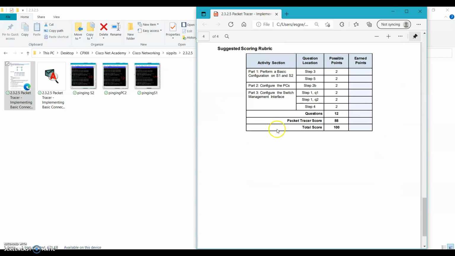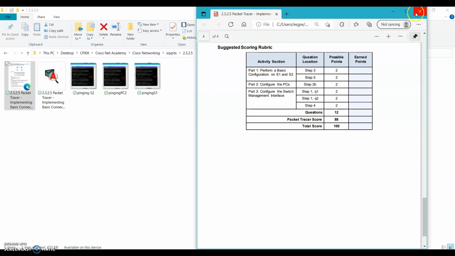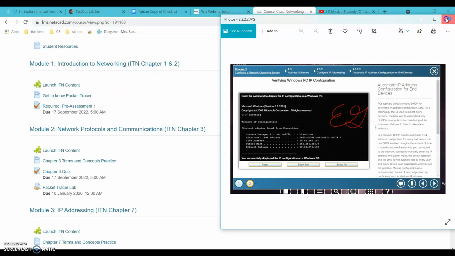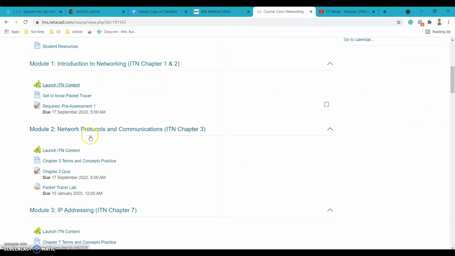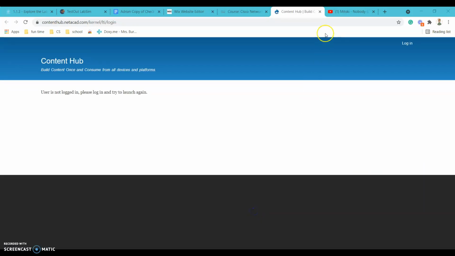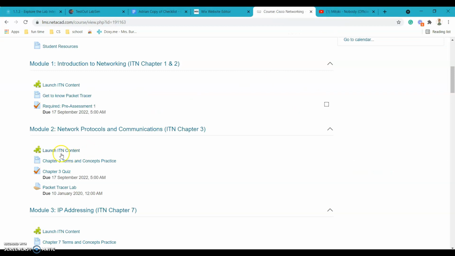I'm really excited to get back into this. I've worked on it a little bit so far. I haven't gotten very far into it just because I've been a bit busy with classes. But I'm just going to show you guys, basically chapter 3 is the next chapter that we are getting into. It's network protocols and communications.